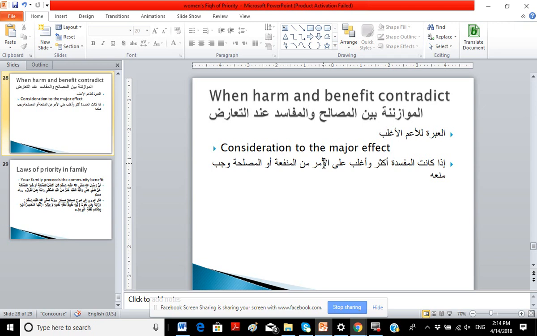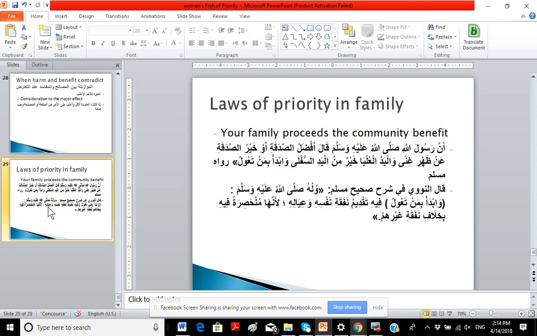The laws of priority in family: your family precedes the community benefit. Look at this, it's flipped. Because generally, المصلحة العامة مقدمة على المصلحة الخاصة, the community benefit generally comes before the individual benefit. But when it comes to your own family, your family precedes the community benefit. Your focus should be on your family and not the other way around.